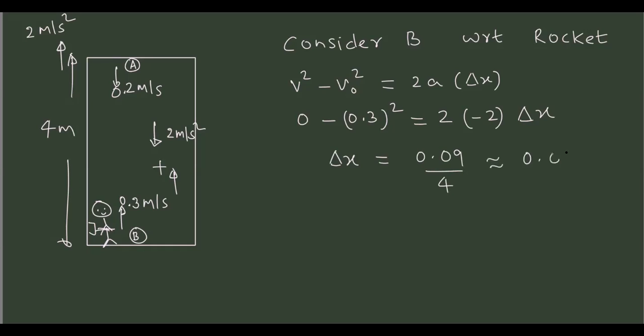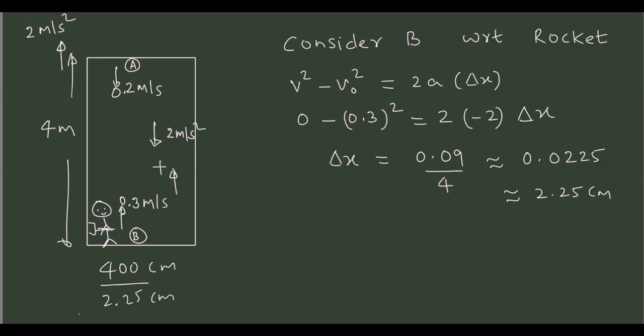So how much is this? 0.02, I think 225, something like that. So this is just 2.25 centimeters. Now compare it with the length of the rocket chamber. The length of the rocket chamber is 400 centimeters, and if I compare it with 2.25 centimeters, that's way smaller.